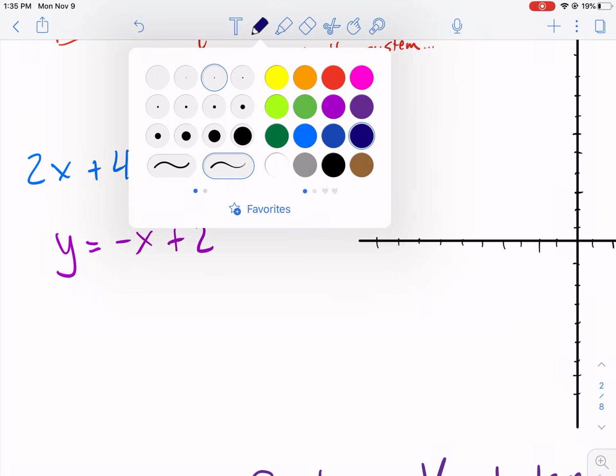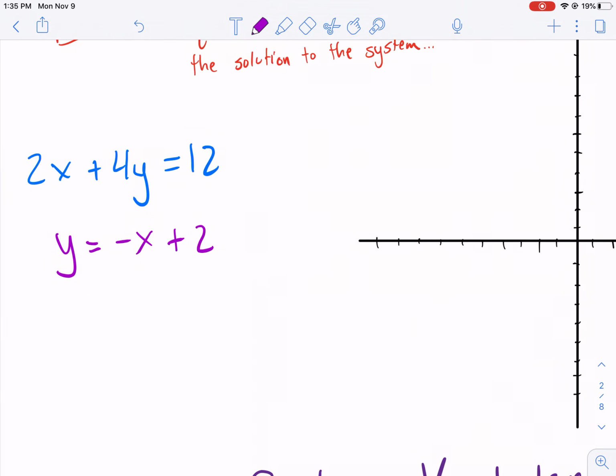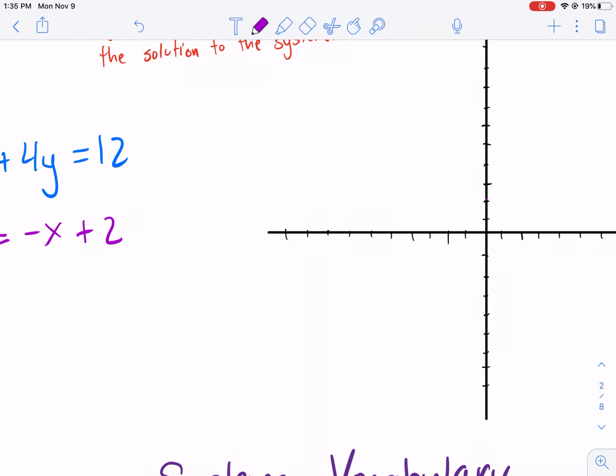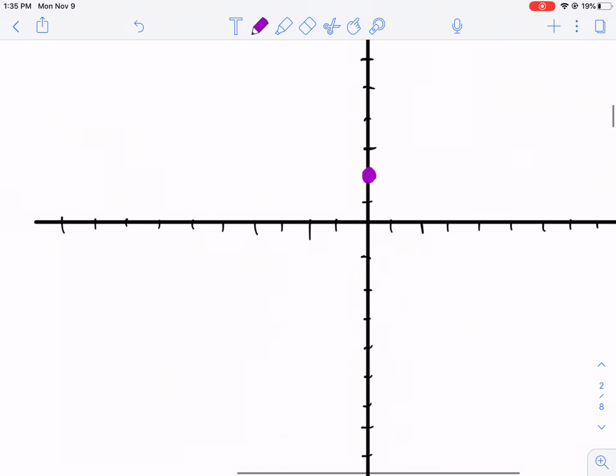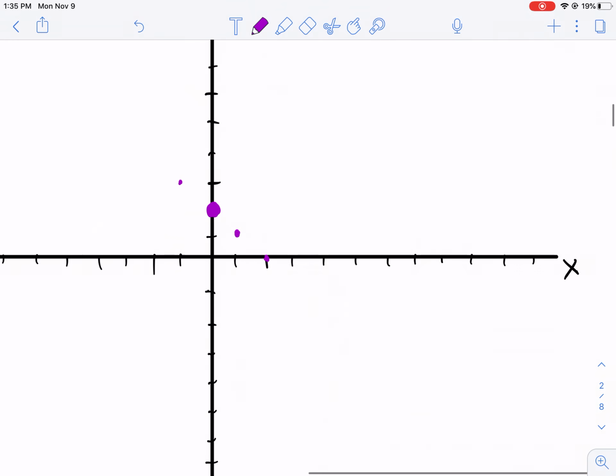So the purple is pretty much ready to go because it's already in slope-intercept form. I'm going to start with my y-intercept of 2. That's my y-intercept. And I'm going to use my slope, which is the value in front of x, which is negative 1, to graph my next point. I'm going to go down 1, to the right 1. I can do this as many times as I need. I'm just getting an idea of where it goes. And then I'm going to connect my dots.